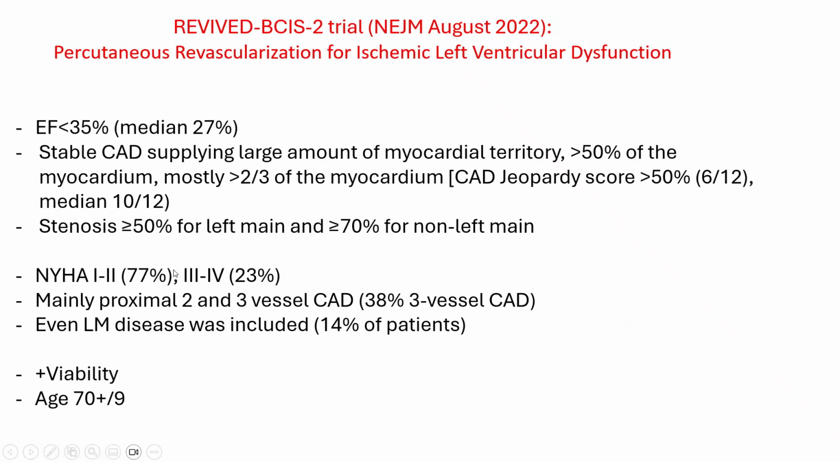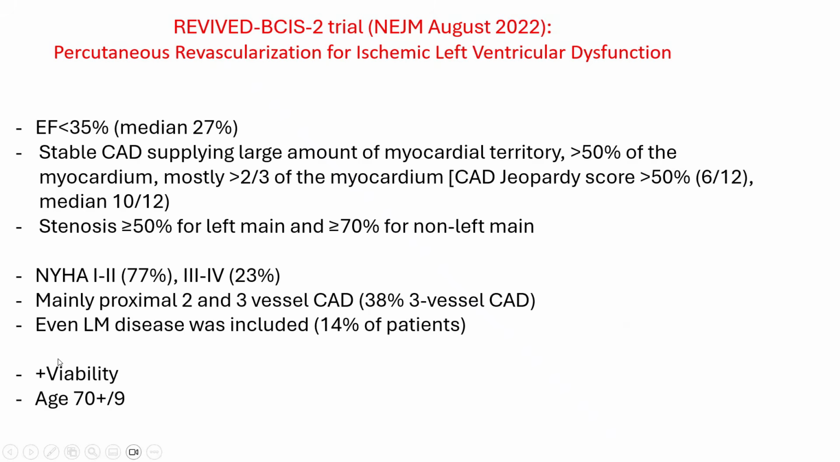Most patients had mild heart failure. 23% of patients had more advanced heart failure, class 3-4 NYHA. And they took mainly patients with proximal 2 and 3 vessel CAD. 38% had 3 vessel CAD. And even left main disease was included. That's one of the very rare CAD trials that included left main disease. STICH trial excluded left main disease. All classic chronic CAD trials excluded left main, such as the ISCHEMIA trial, COURAGE trial, BARI 2D trial.